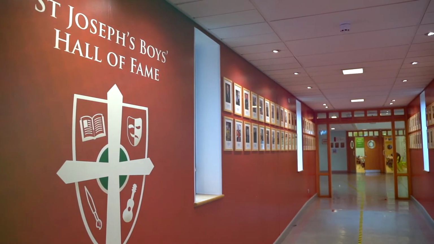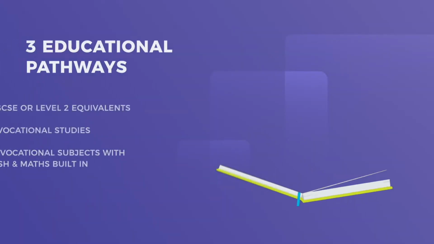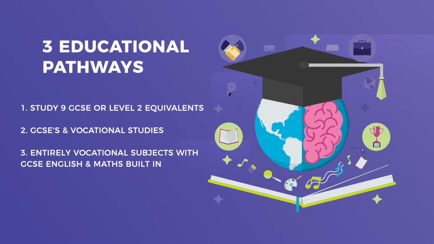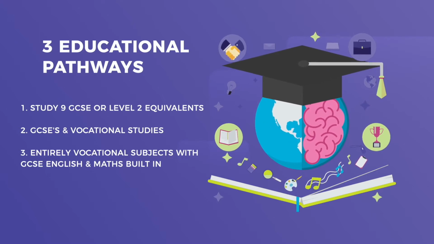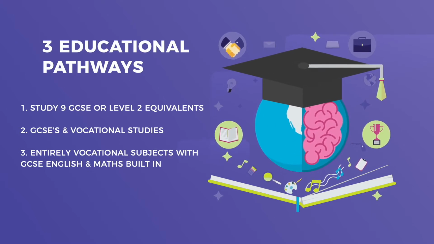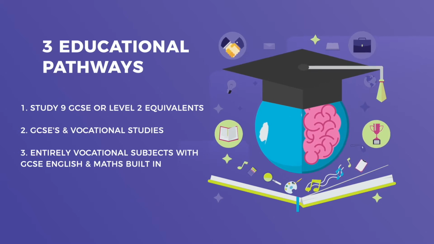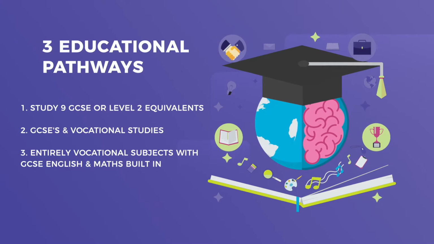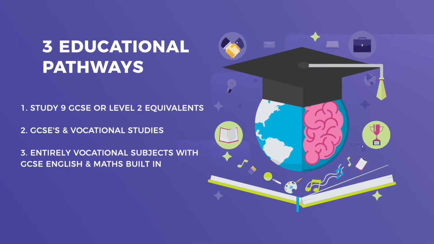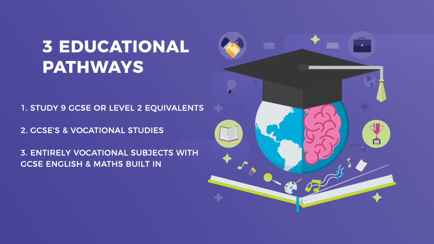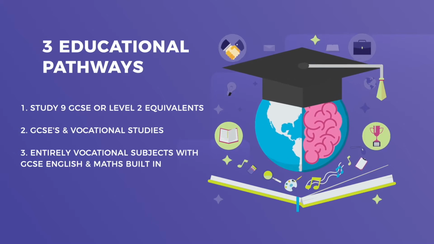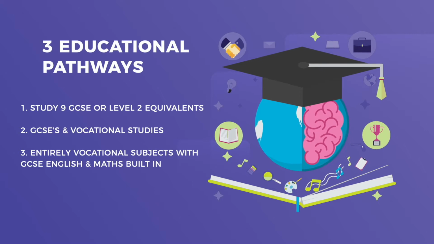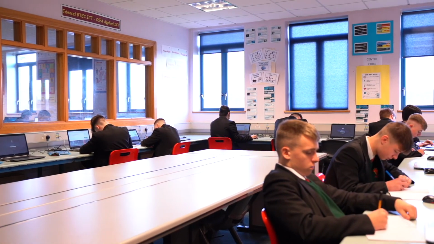At the moment we are proposing that we will have 3 educational pathways within the school. We will have a pathway that will allow your son to study 9 GCSEs or Level 2 equivalents. We will also have a second pathway where your son will engage with GCSEs and vocational studies. And then the third pathway will be based entirely on vocational subjects, with GCSE English and mathematics built into the curriculum that they will follow. So that's basically what we are trying to do here.